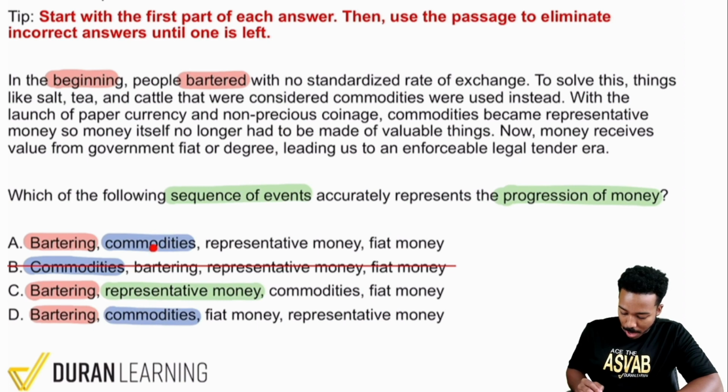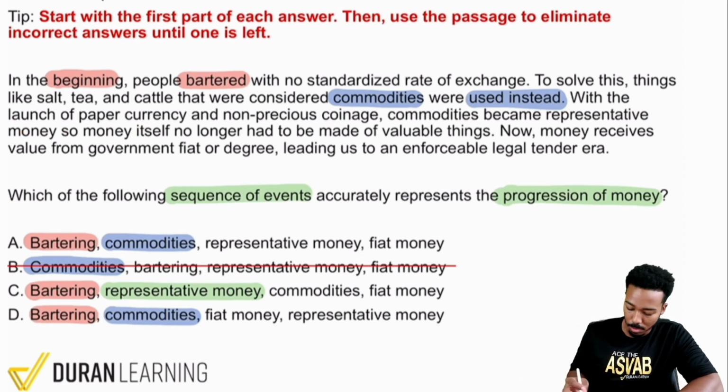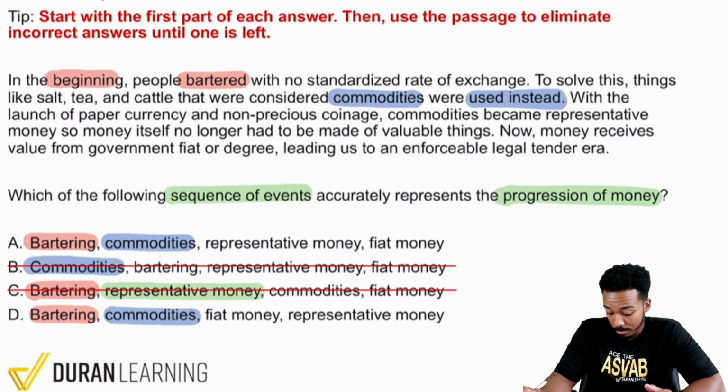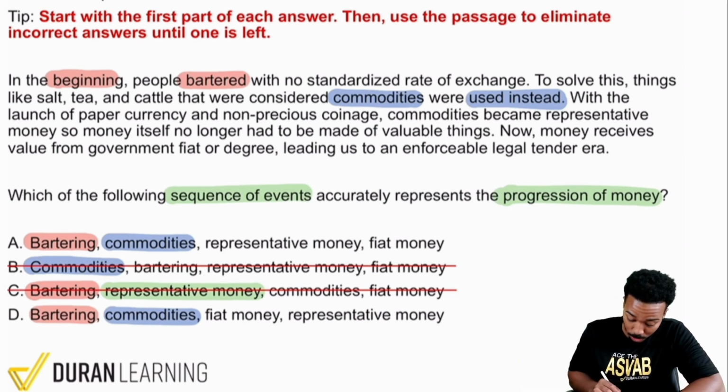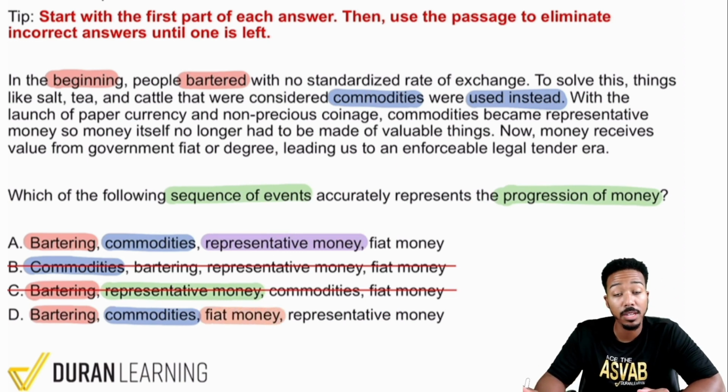So, commodities or representative money, again, we see commodities right here. Commodities used instead. Then, with the launch of paper currency, commodities became representative money. So absolutely commodities came first, so goodbye to answer choice C. Now, the only question is, which one came next after commodities? Was it representative money or was it fiat money? Let's ask ourselves there.